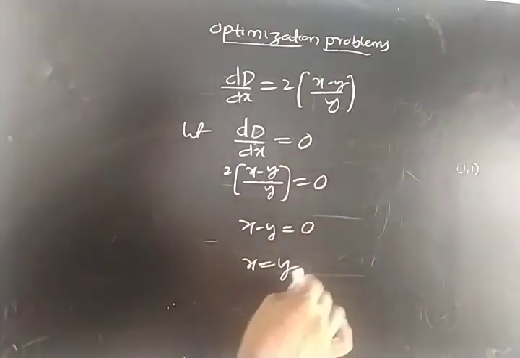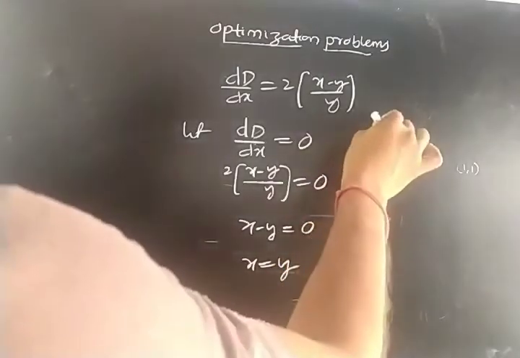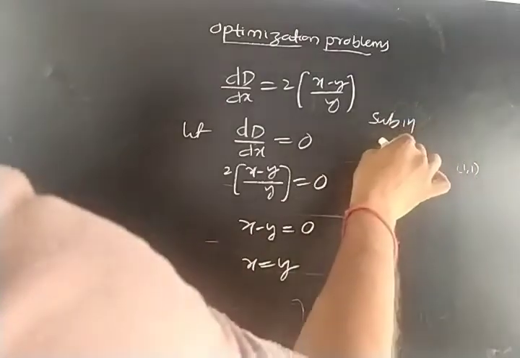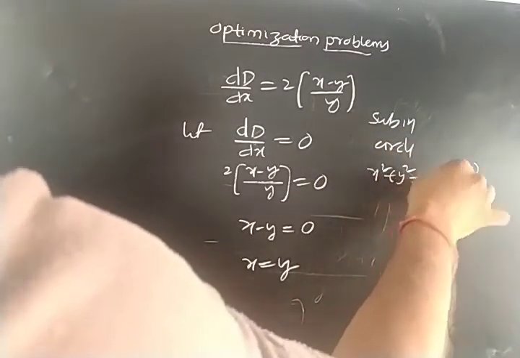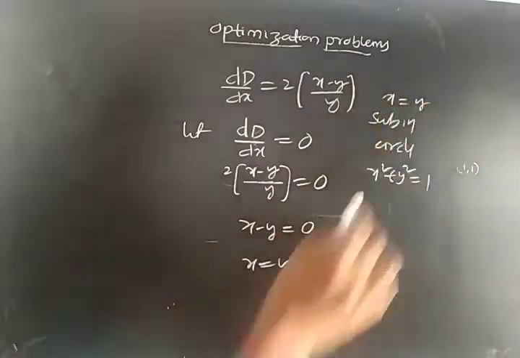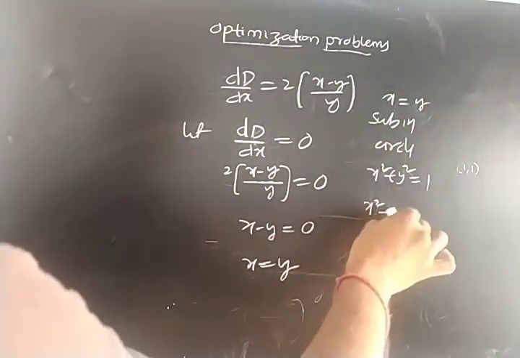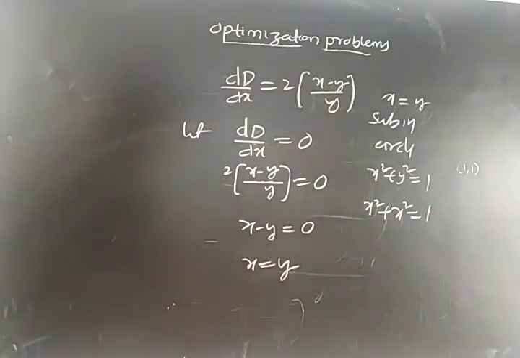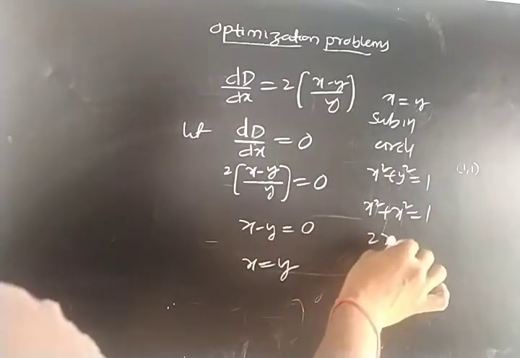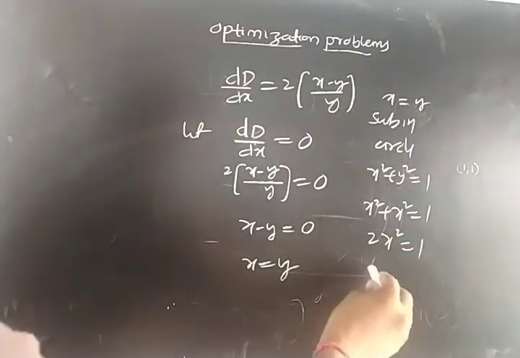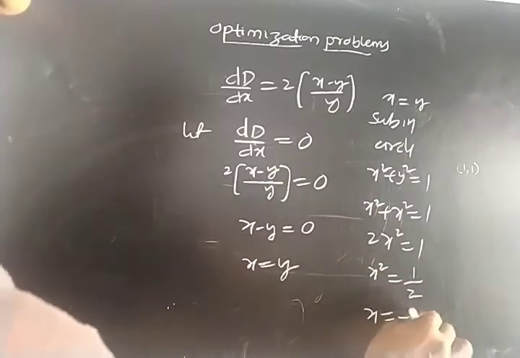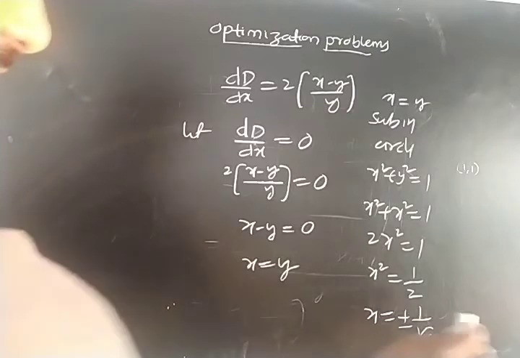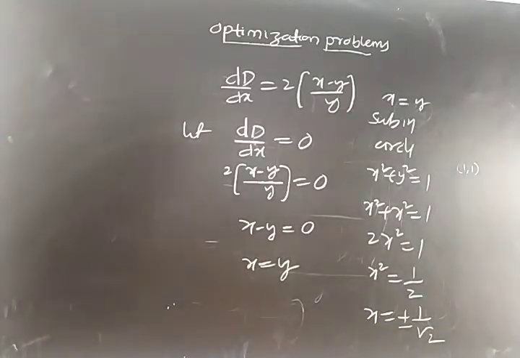So substitute in the circle x square plus y square is equal to 1. Substitute x equal to y in x square plus y square. In place of y square I am substituting x square, equal to 1. So 2x square equals 1, x square equals 1 by 2, x is equal to plus or minus 1 by root 2. So we got two stationary points, plus or minus 1 by root 2.